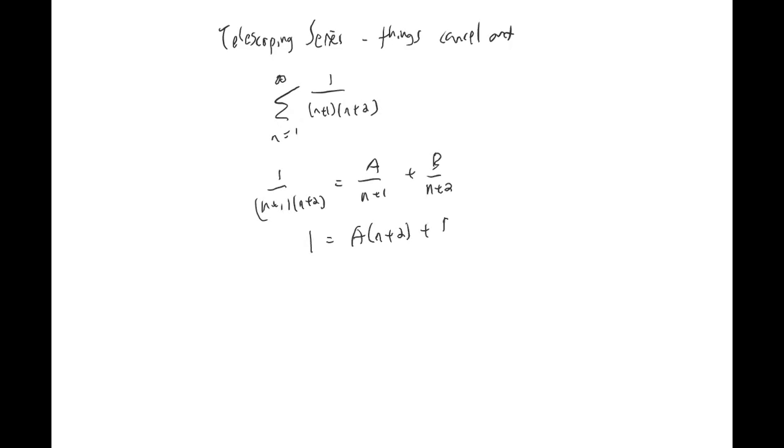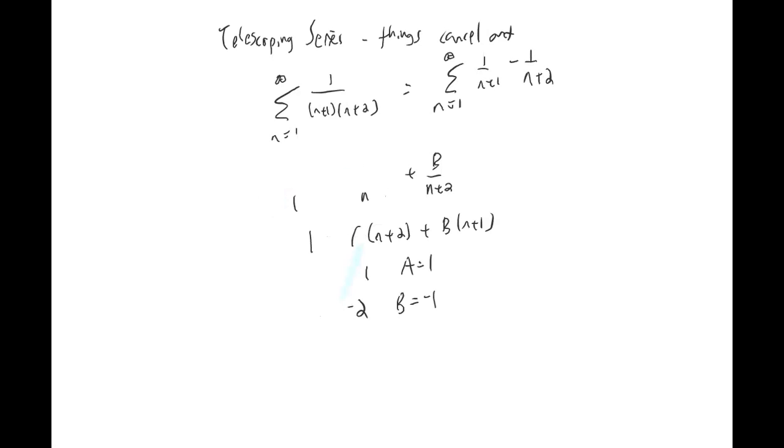Plus 2. If I plug in n equals -1, I get a is 1. If I plug in n equals -2, I get b is -1. So obviously this thing is just this. So you could just write it out, and you will see things cancel. Let's just see the first few terms. You'll see what's happening. That's why they call it telescoping.